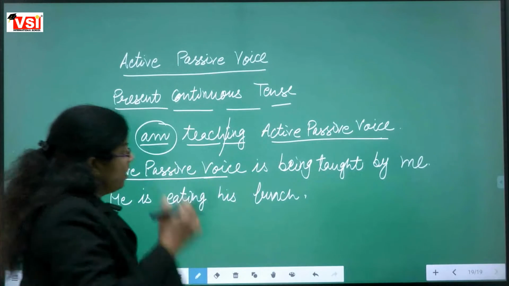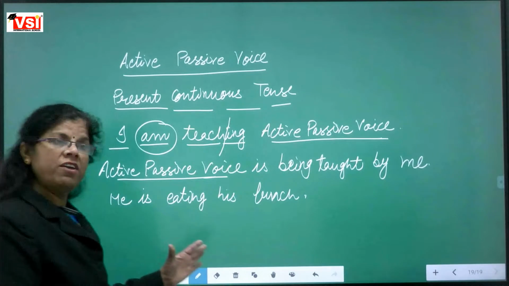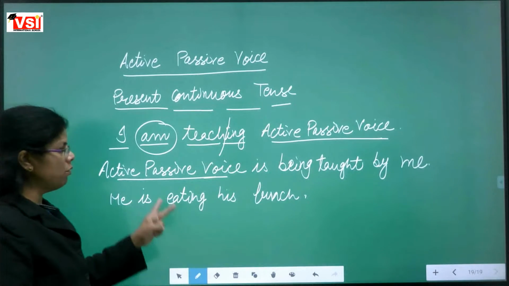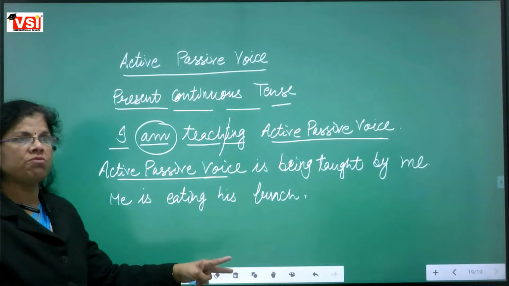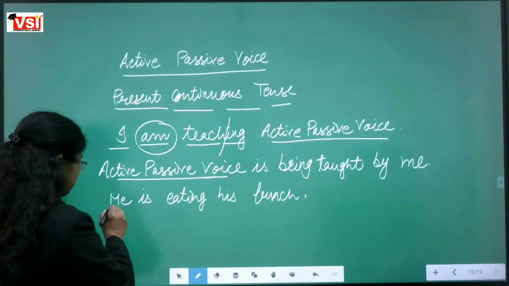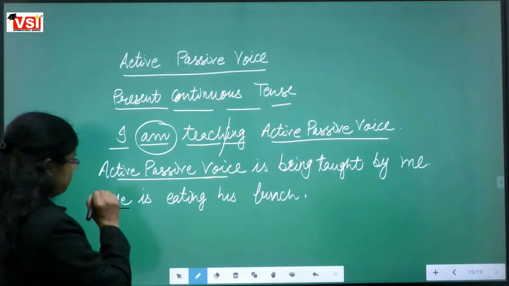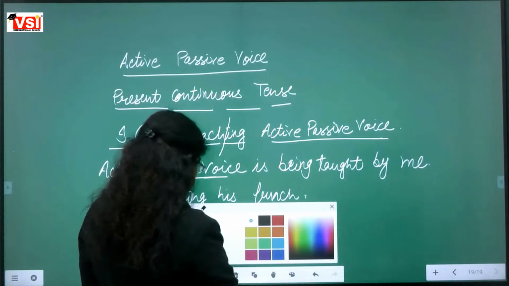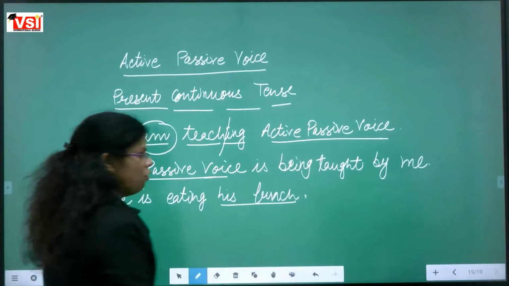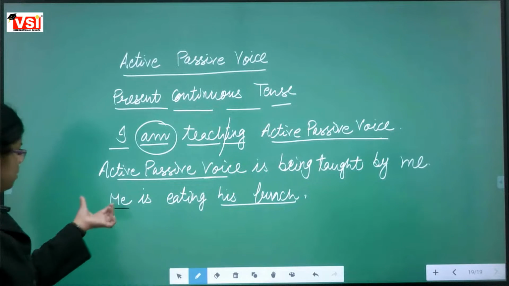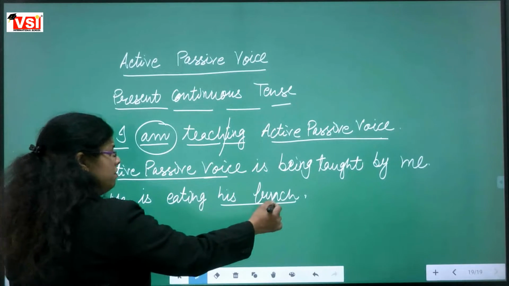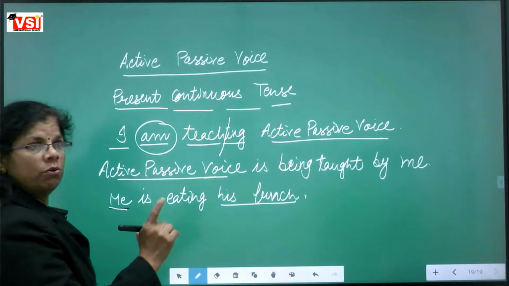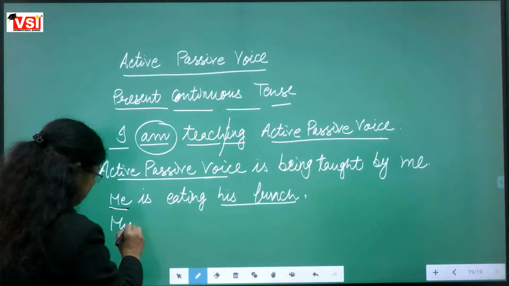Now, again we will follow those 5 basic rules. First, what do we have to do? We have to identify what is the subject and what is the object. He is the subject and his lunch is the object. We will interchange their positions because we are following the first basic rule. So we will bring his lunch here.